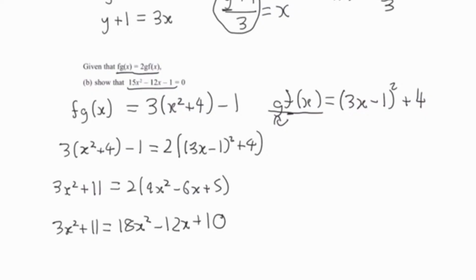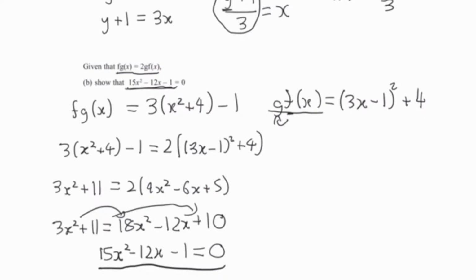So now we just simplify this. So we can take everything to the right hand side. So we take away 3x squared, we have 15x squared, then we have minus 12x, and then we're taking away 11. So 10 take away 11 is minus 1, and that is equal to 0. And as you can see, we have shown exactly what they wanted. So that will just be our final answer, and we're done with that question. So that is where you'd leave this question at.